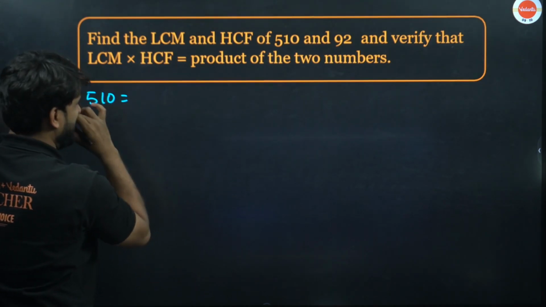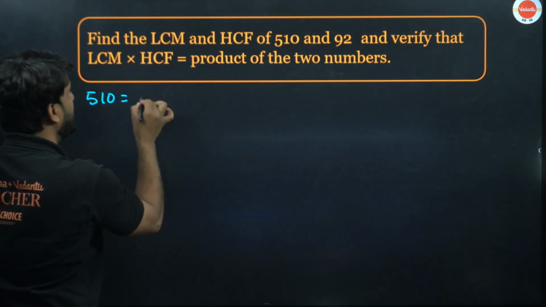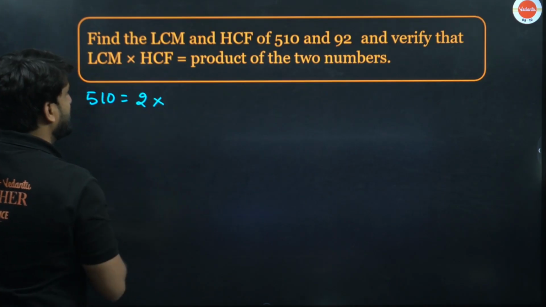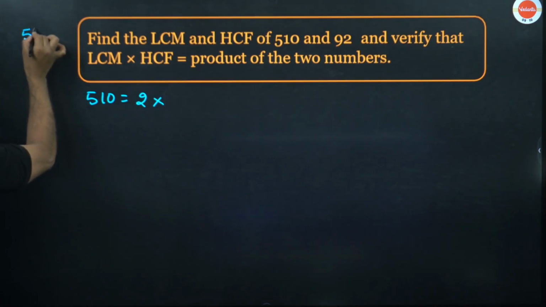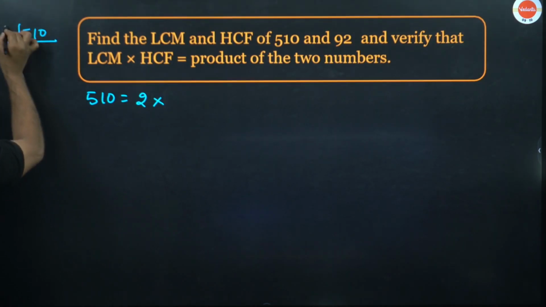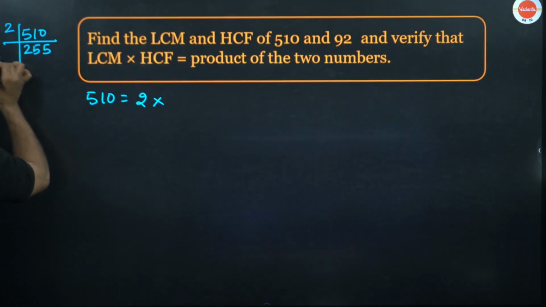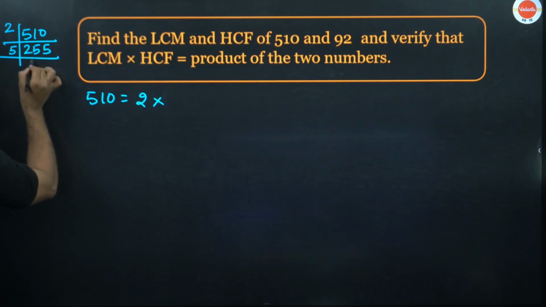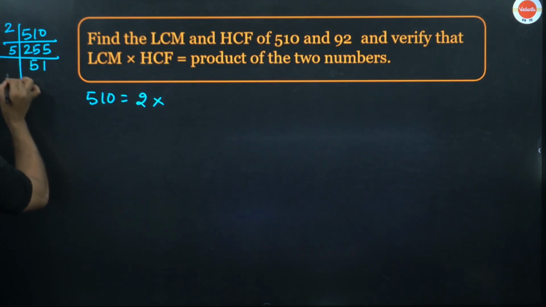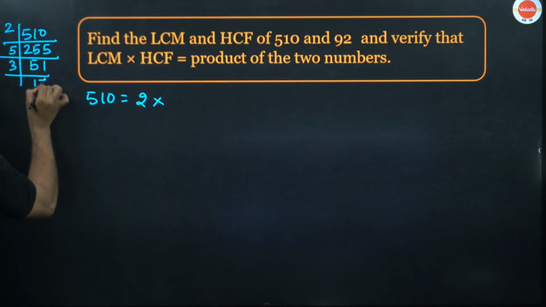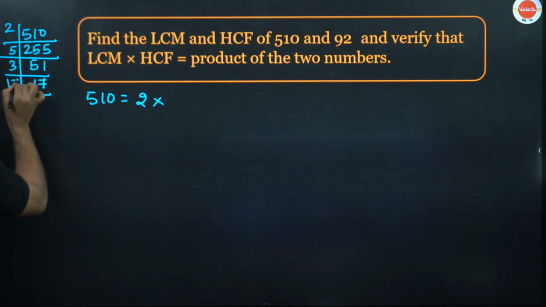So my dear champion, this 510 can be written as 2 into, first start with 2. If we divide 510 by 2, 2 twos are 4, 1, 2 fives are 10, so 255. Now 5, 5 fives are 25, 5 ones are 5. Now 3, 17. Now 17, 1.